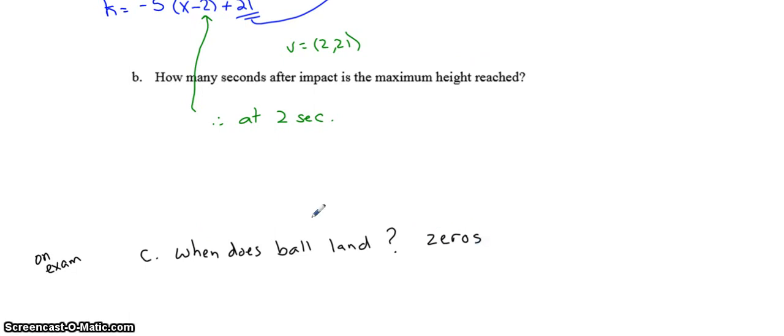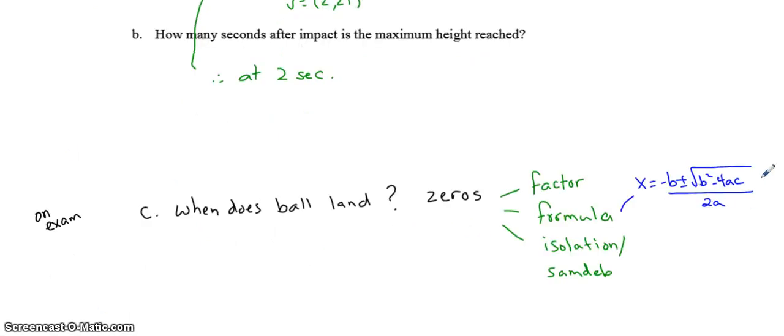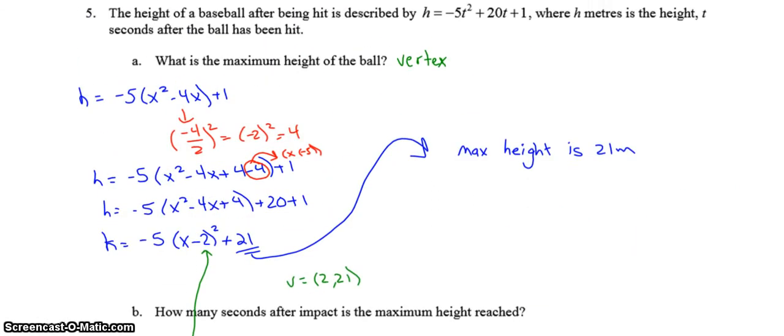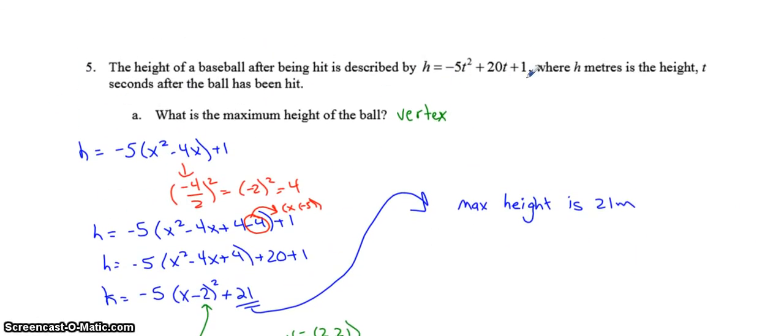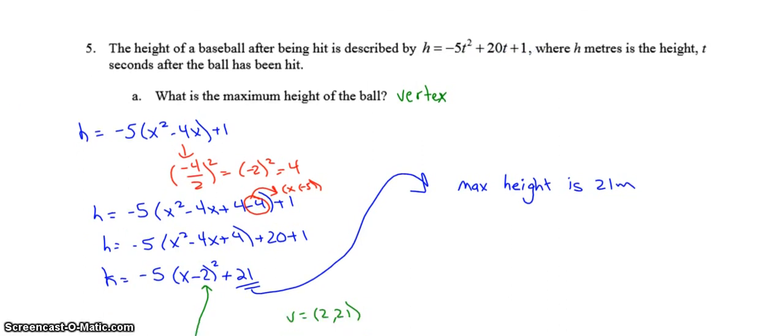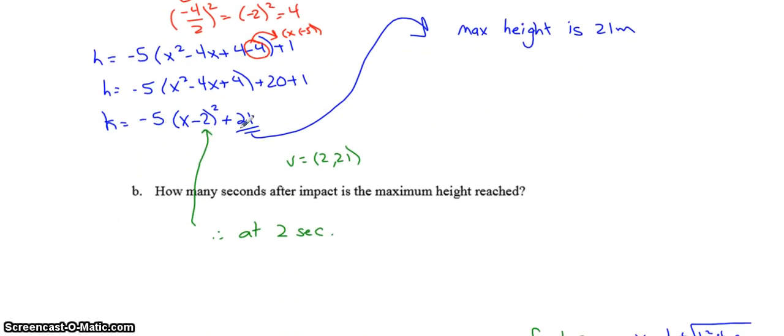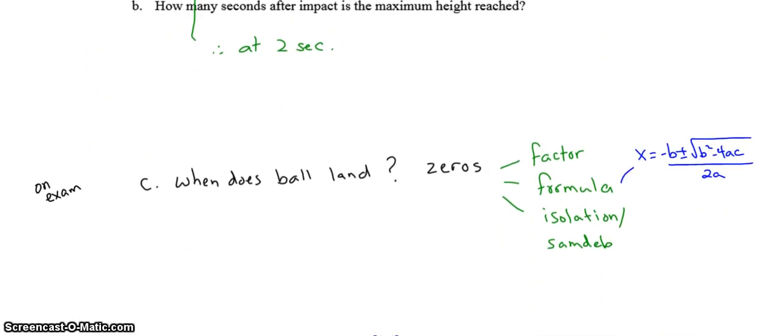in which case to find the zeros, you could use the formula, which is this quadratic formula right here, and you would use that on this equation, or you could factor that equation if possible. Or lastly, since the equation you have here is in vertex form, you could use isolation or SAMDEB. But that will all be reviewed in the Unit 4 video.